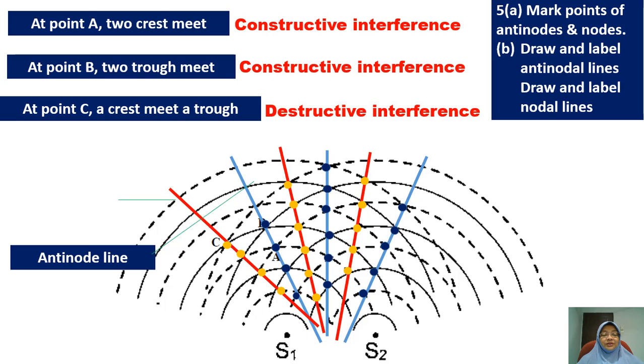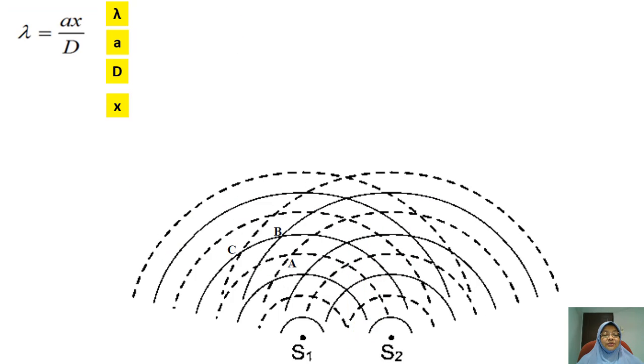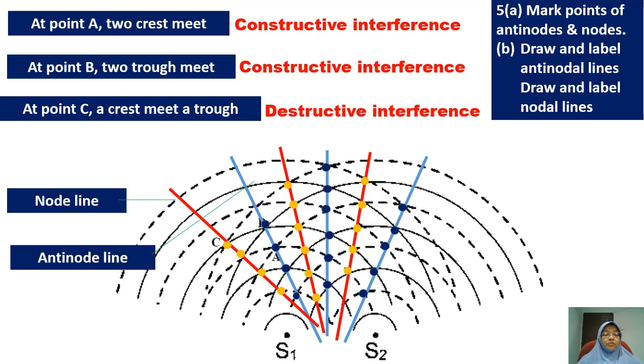The node line is the red one. The antinode line is this one, the blue one. So this is the antinode line. Okay.